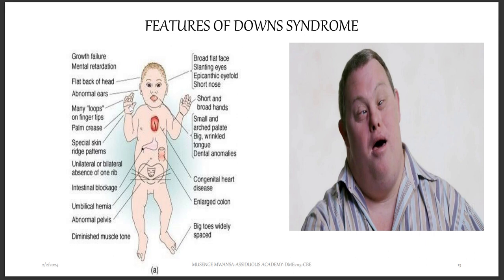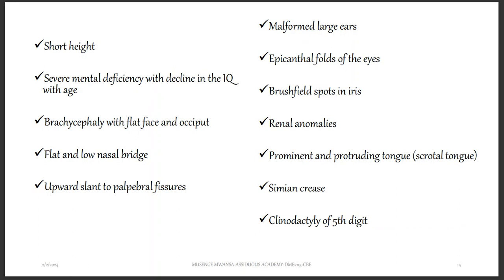You are also going to see a single palmar crease in a newborn. This line in the hand will just be alone. Normally it's supposed to be about three, but you only see one. There can also be umbilical hernias, where the intestines come out through the umbilicus in the abdomen. There's also an abnormal pelvis and diminished muscle tone. The muscles lack that tone. So a lot of things. And mostly, another feature is mental retardation. The person doesn't look or behave normal. So those are some of the clinical features.